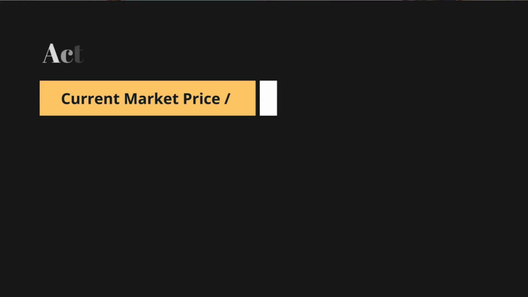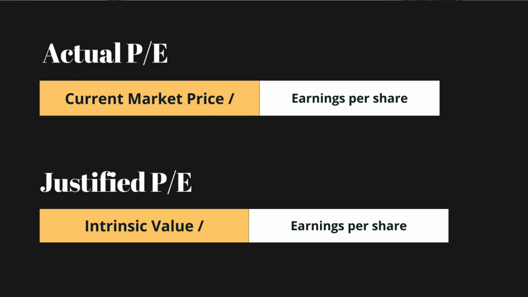Now let's come back to the PE ratio's formula. Price per share taken in the numerator can be actual market price or its actual worth based on the fundamentals, also known as intrinsic value. So it can be actual PE ratio or justified PE ratio. Actual PE ratio uses current market price in the numerator and divided by earnings per share. This is the actual PE ratio prevailing in the market. Or justified PE ratio uses intrinsic value in the numerator divided by earnings per share. It gives us justified PE ratio that should be the PE based on the company's fundamentals.